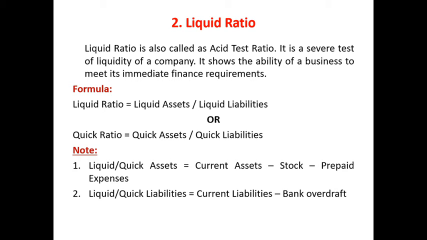What is the formula for this liquid ratio? Liquid ratio is equal to liquid assets divided by liquid liabilities, or quick ratio is equal to quick assets divided by quick liabilities. Note, what do you mean by liquid asset or quick asset? The formula for this is current assets minus stock minus prepaid expenses. Liquid or quick liabilities is equal to current liabilities minus bank overdraft.